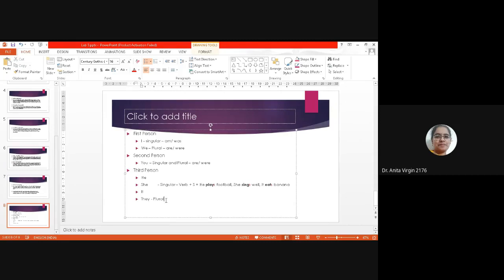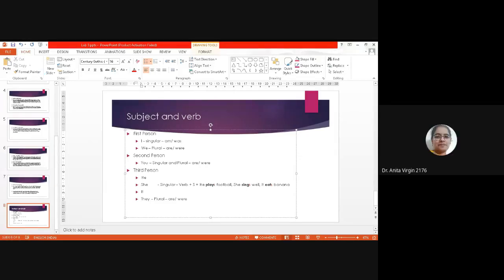And then for plural, of course, it is similar to that of you and we. So you'll be using they are or they were. This is about the agreement between subject and verb. So now all these persons, first person, second person, third person, are the subject. And all the verbs that we have used here, am, was, are, were, and here play, sing, eat, all are verbs. Understood? Hope you have got the point.